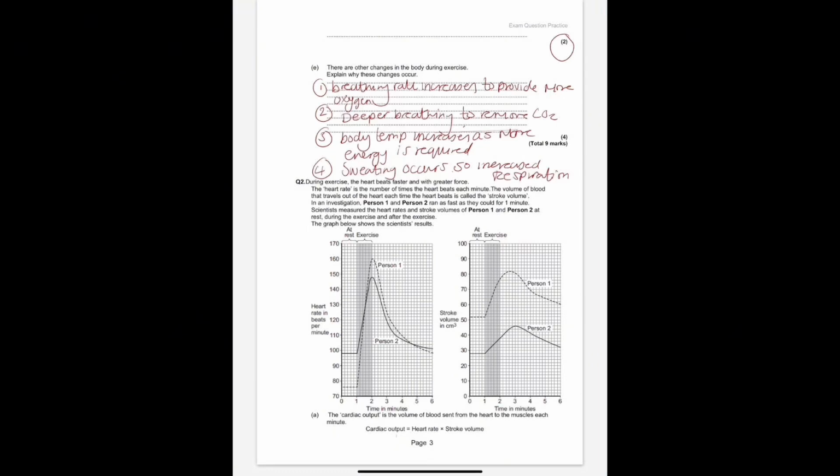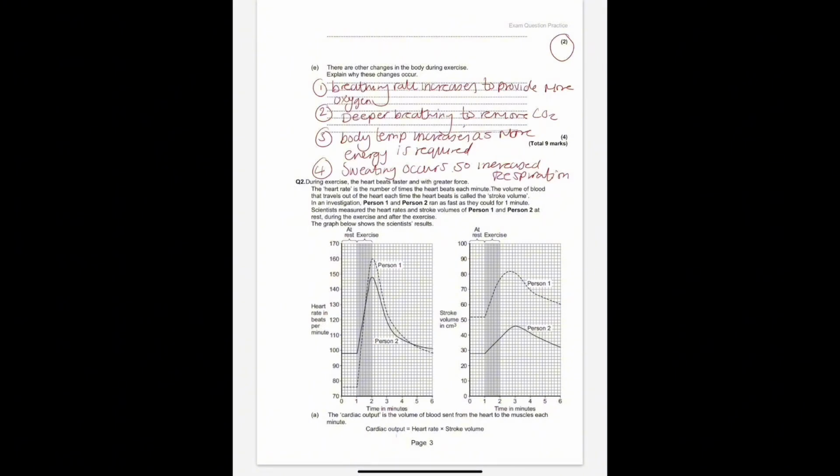Right, the next question is a 4-marker one. There are other changes in the body during exercise. Explain why these changes occur. So we do need to elaborate in a bit more detail. We have to state a change that happens in the body during exercise, and we need to explain why these changes occur as well. The first one is your breathing rate. Your breathing rate increases to provide more oxygen. Okay, so that is the reason why this change occurs. The second one is deeper breathing. When you're breathing very deeply, it means that you are removing carbon dioxide at a faster rate. So you have deeper breathing to remove carbon dioxide.